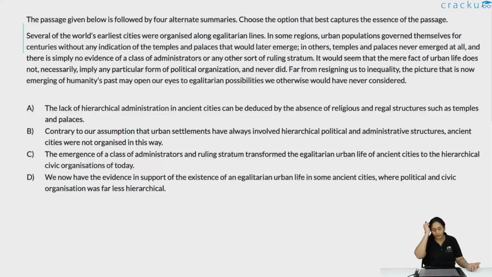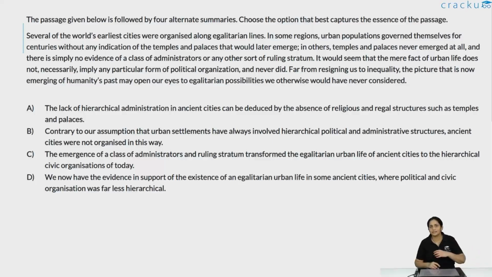So why is the author quoting this example? He is basically quoting the example to say that we now know that egalitarian urban life existed without the political establishment that we now take for granted. We now take for granted that there should be some temple telling people what to do, some king telling people what to do, or at least some kind of organization in the form of administrators or some kind of a ruling class. None of that existed, and still the urban life society worked as well.